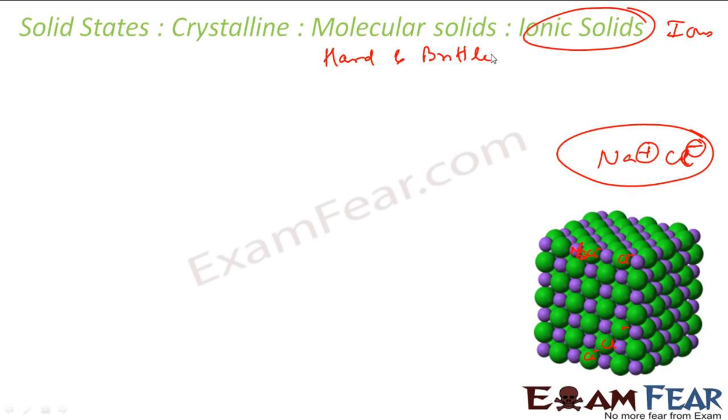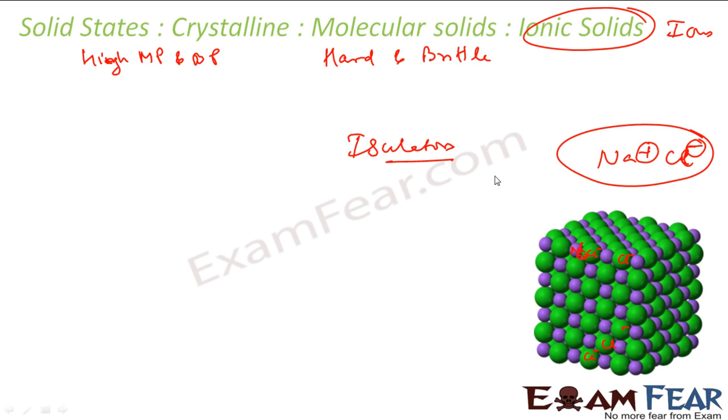Correct? Why? Because the force of attraction between them is very, very strong. Since the force of attraction is very strong, they also have high melting point and boiling point. But they are insulators. Why? Because they don't have any free electrons to move, to conduct electricity.